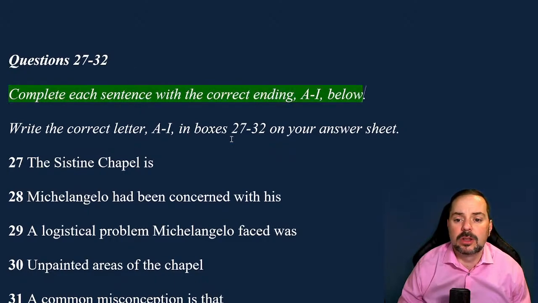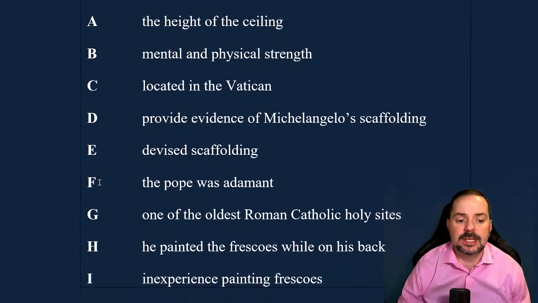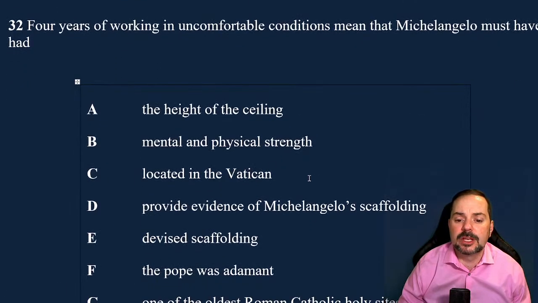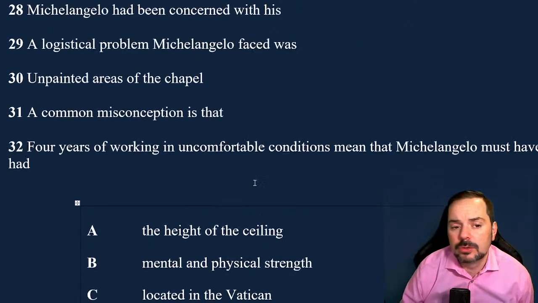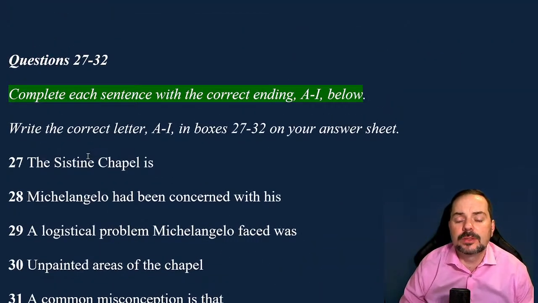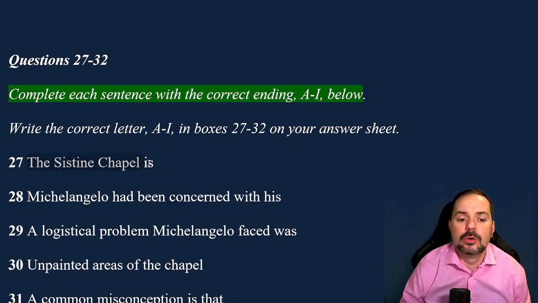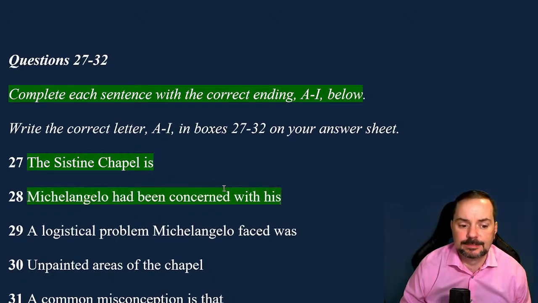So that means that we've got lots of choices, A, B, C, D, E, F, G, H, I. We don't know which of these are true or mentioned in the passage, so we don't look at those choices. We just look at the actual broken phrases here, okay? So the Sistine Chapel is... Michelangelo had been concerned with his.